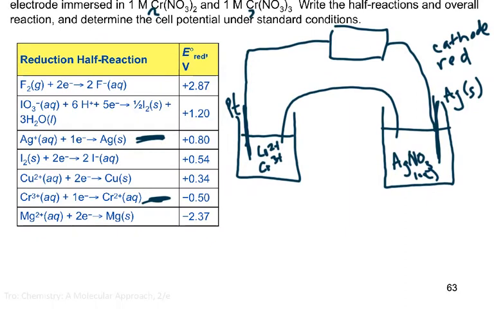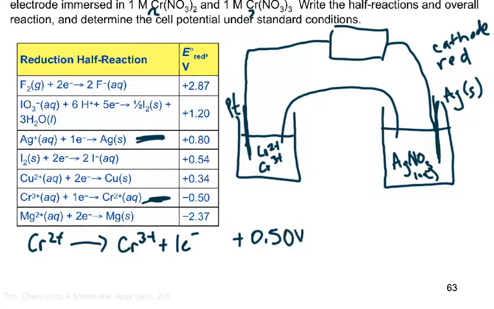So my half reaction for my silver is as written. My half reaction for my chromium is going to be backwards. So Cr2 plus goes to Cr3 plus plus 1 electron. We're going to have a plus 0.50 volts. And then plus 0.8 plus 0.5 is going to get me an overall potential here of 1.30 volts. I have to write my overall reaction. So then I'll have Ag plus plus 1 electron goes to Ag solid.